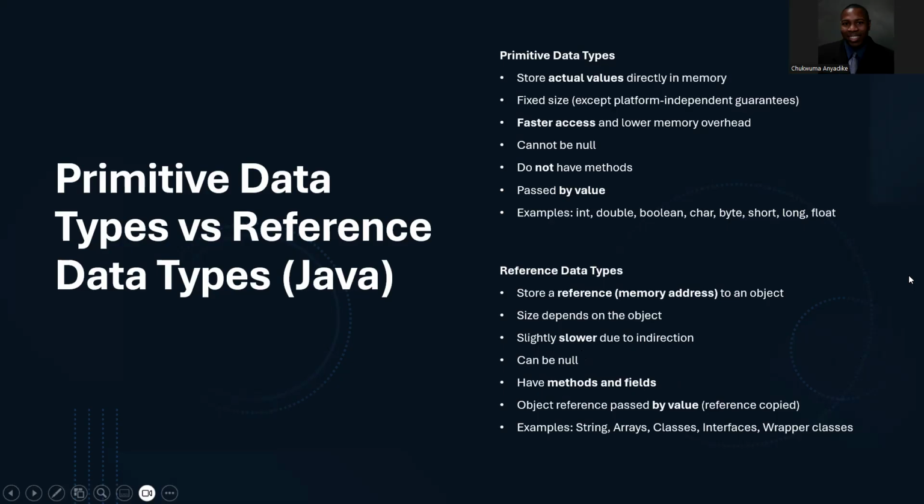Back to primitive types. Examples of primitive data types include integers known as int, double, boolean, char, byte, short, long, and float. Your reference types, on the other hand, include more complex data types such as strings, arrays, classes, and this includes built-in Java classes as well as custom-made classes by you, interfaces, and wrapper classes.